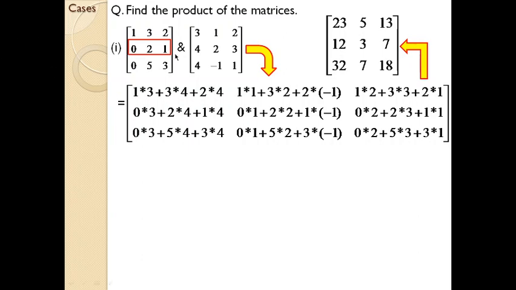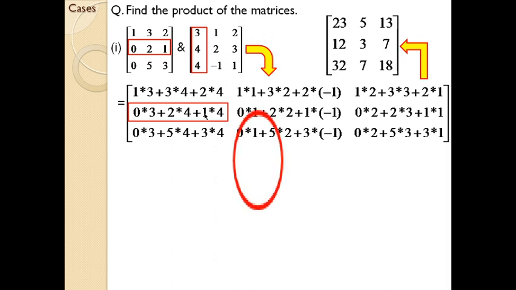So the second row has to be multiplied with the first column, that is 0 into 3, plus 2 into 4, plus 1 into 4. So you will get a computation like this. Once you solve this one, you will get 12. Because we are now multiplying the second row with each column. So when you multiply the second row with the first column, you will get this number.